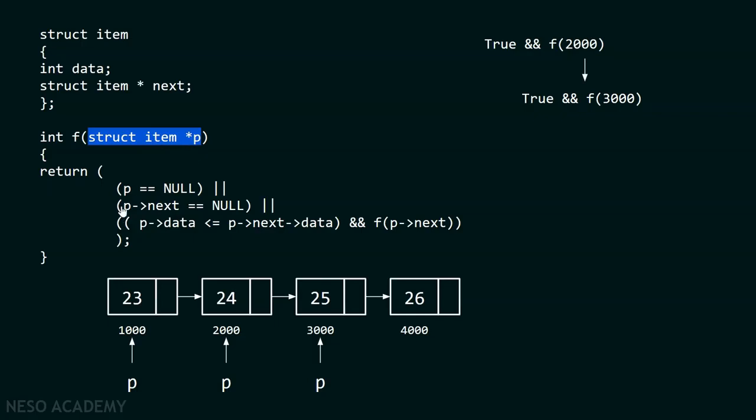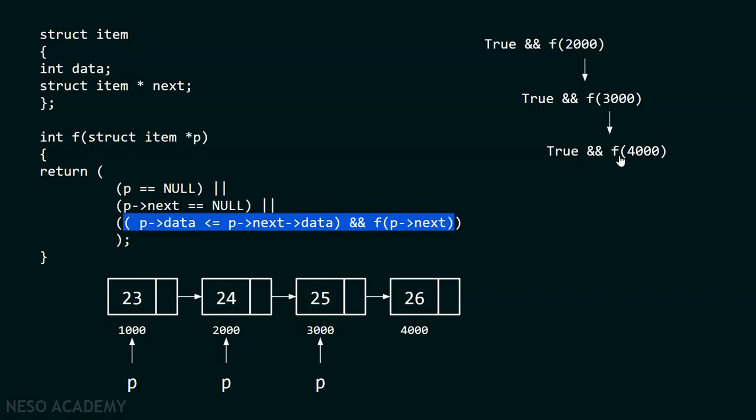Now within this function, we will again evaluate all these steps. We know that P is not equal to null, P next is not equal to null. Again, we will evaluate this line of code. We will check is P data less than or equal to P next data. We can see over here that P data is actually less than P next data. So again, this line of code will be replaced by true. And P next will get replaced by 4000. So it is clear that this line of code can be replaced by true and F4000.